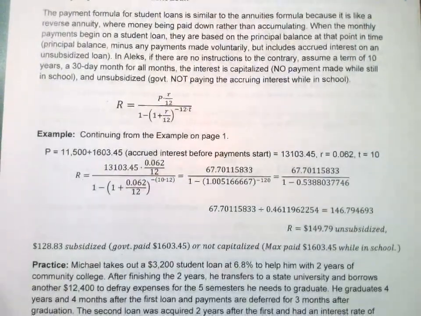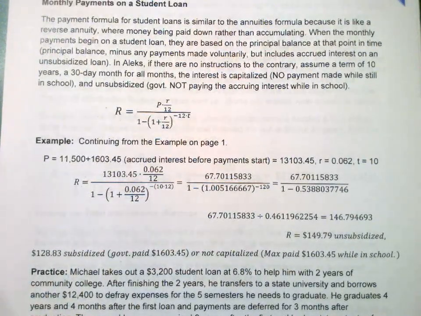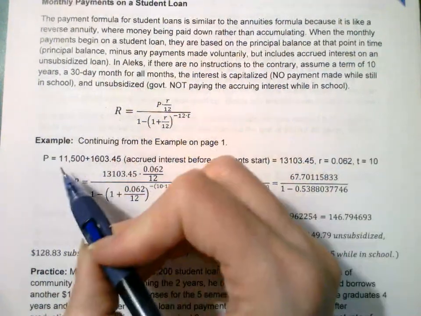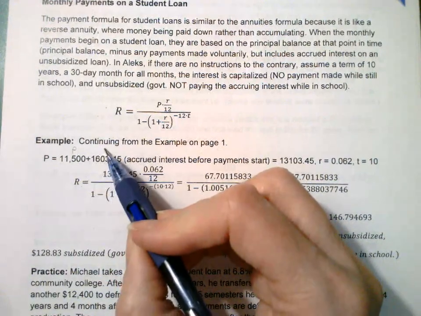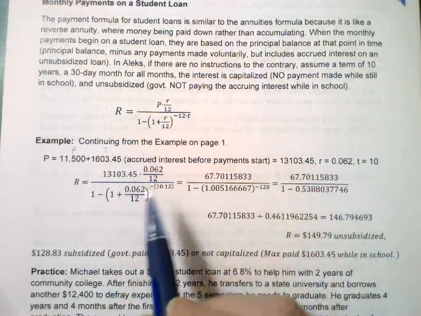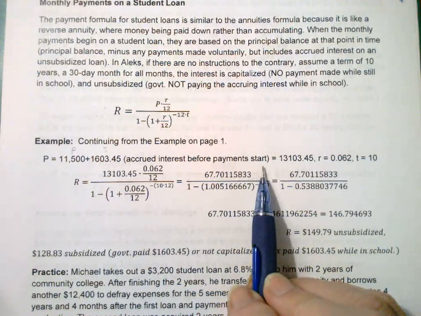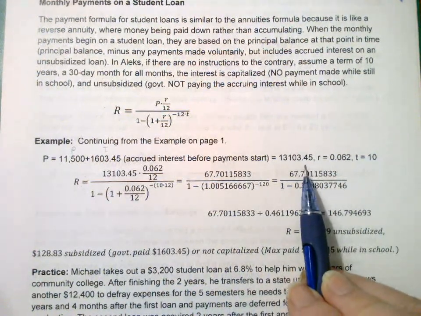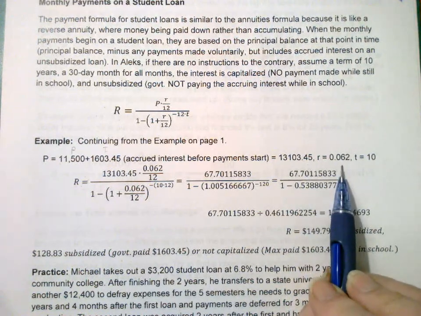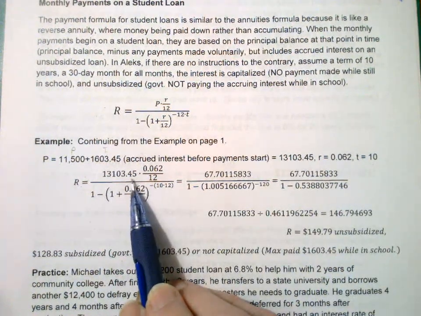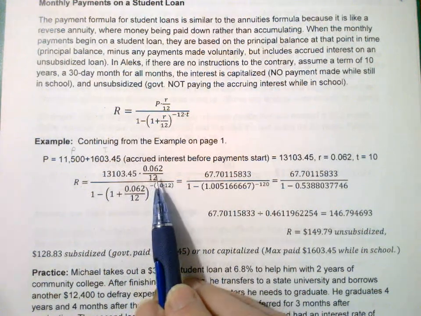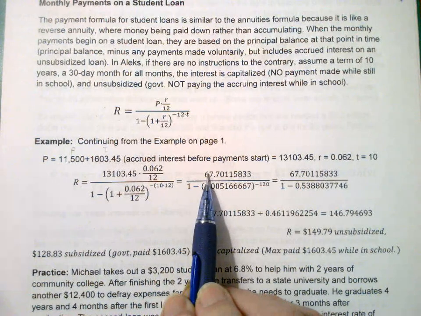Okay, so where are you going to use that formula? Here's an example right here. We had on page 1, this was the principal, and then this was the accrued interest before payments started. That gives us a total of the unpaid balance at this rate for the student loan, and it was a 10-year student loan. So to find the amount of payments, you take that principal number here, multiply it by the rate as a decimal, and then divide by 12, and you'll get that number.